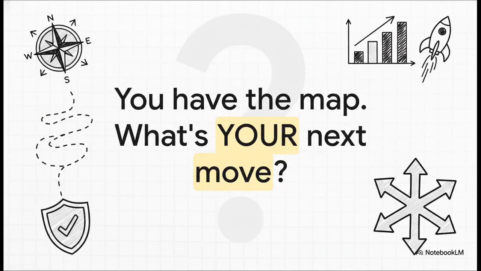So there you have it. That's the Ansoff matrix. It's a surprisingly simple but incredibly powerful map for navigating the really complex challenge of growth. It gives you clarity, it helps you understand risk, and it lays out four very clear paths you can take. You have the map. The only question left is, what's your next move?